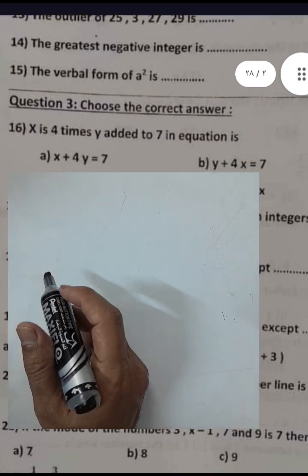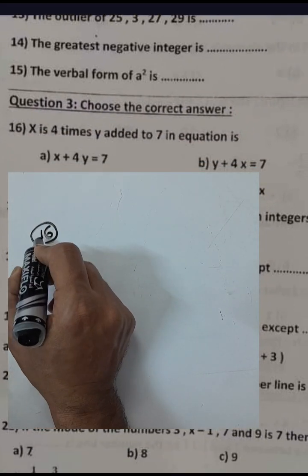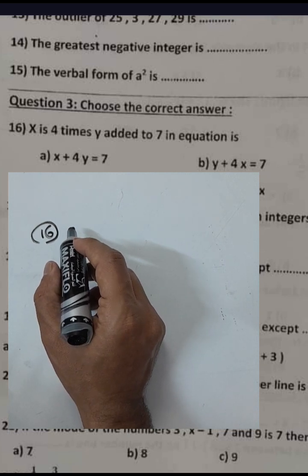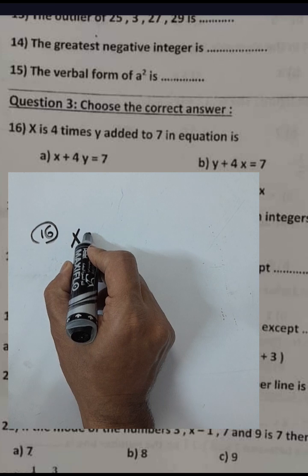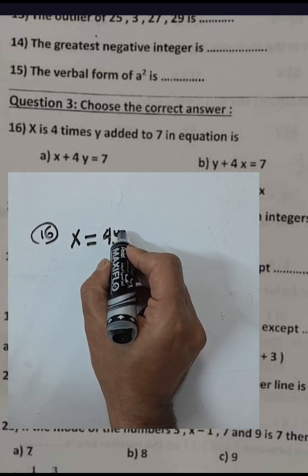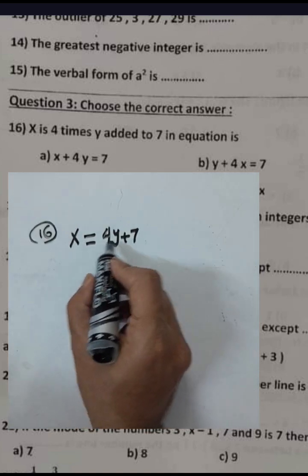Question number 16. If x is 7 more than 4 times y, "is" means equals. 4 times y will be 4y, added to 7. x equals 4y added to 7.